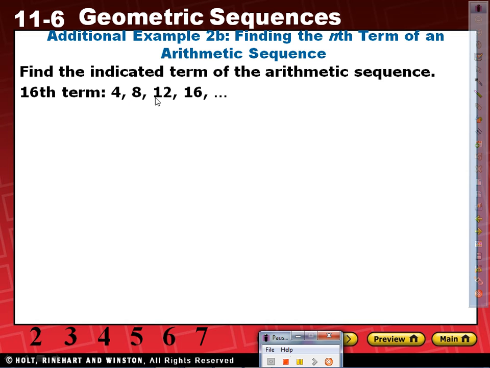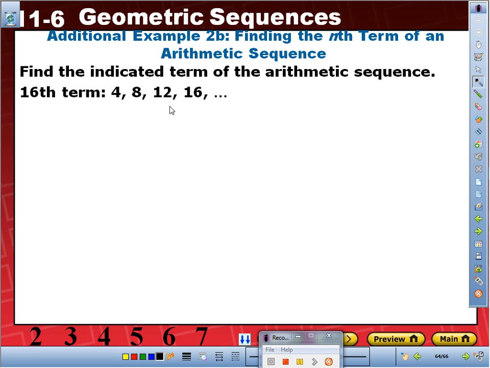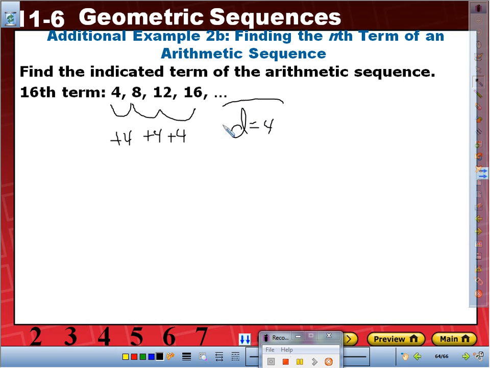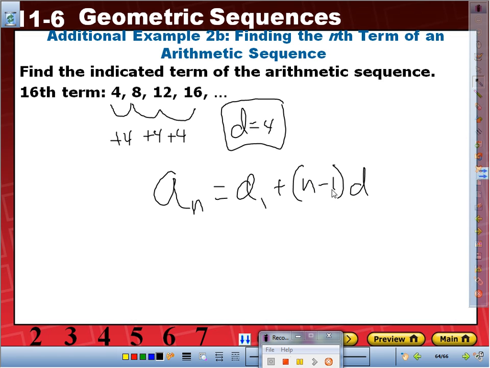So let's see. 16th term. First, we need to find our pattern from here to here, here to here, here to here. This becomes plus 4, plus 4, plus 4. So our D equals 4. Are we there so far? We find our formula. A sub n equals A sub 1 plus parentheses n minus 1 times D. This becomes A sub 16 equals 4 plus 16 minus 1 times 4.